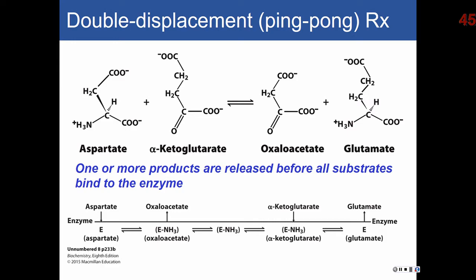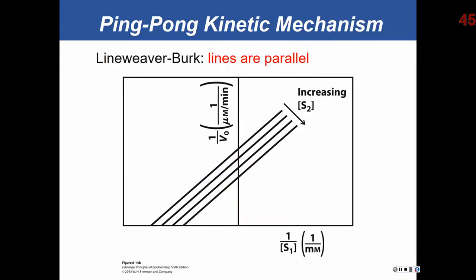And this is called a ping-pong reaction because your enzyme bounces back and forth between binding substrate, producing product, then it binds new substrate, produces new product. So ping-pong type reaction. This is a double displacement. This is what a Lineweaver-Burk plot looks like with a ping-pong mechanism. So you know that this is a ping-pong mechanism because the lines are all parallel. They never intersect.